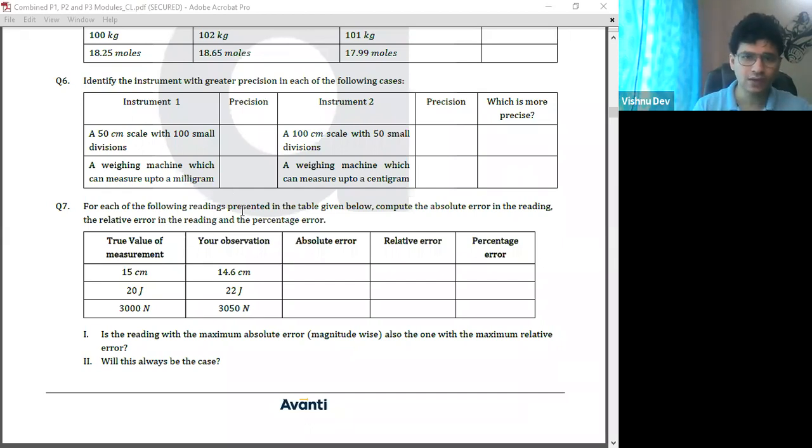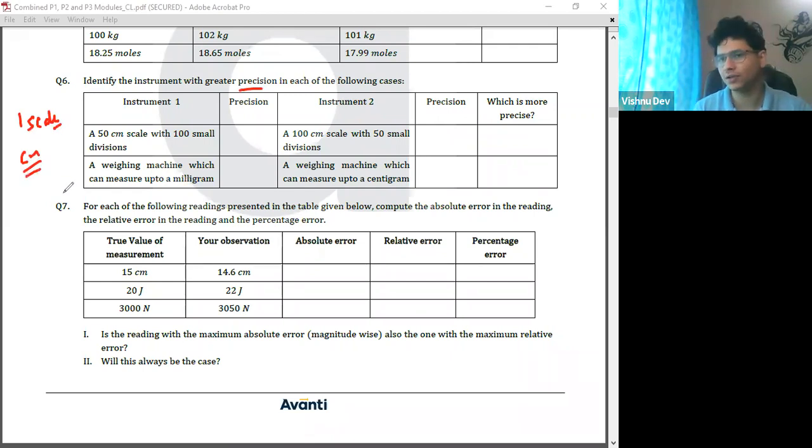So sixth one, let us see question number 6. Identify the instrument with greater precision. Think about it. Be very logical. Suppose you want to measure something, and you have two scales. In one scale, you have markings in centimeter only. But in the second scale, you are marking up to millimeter.